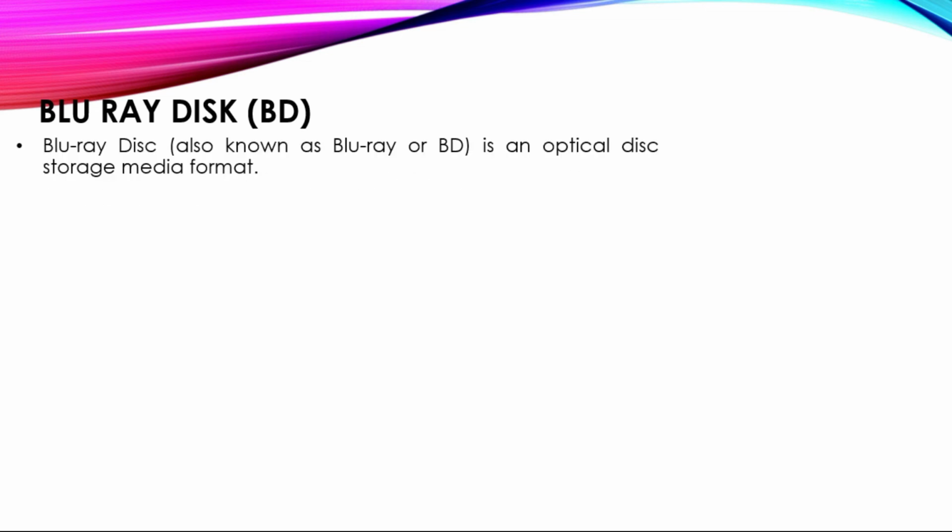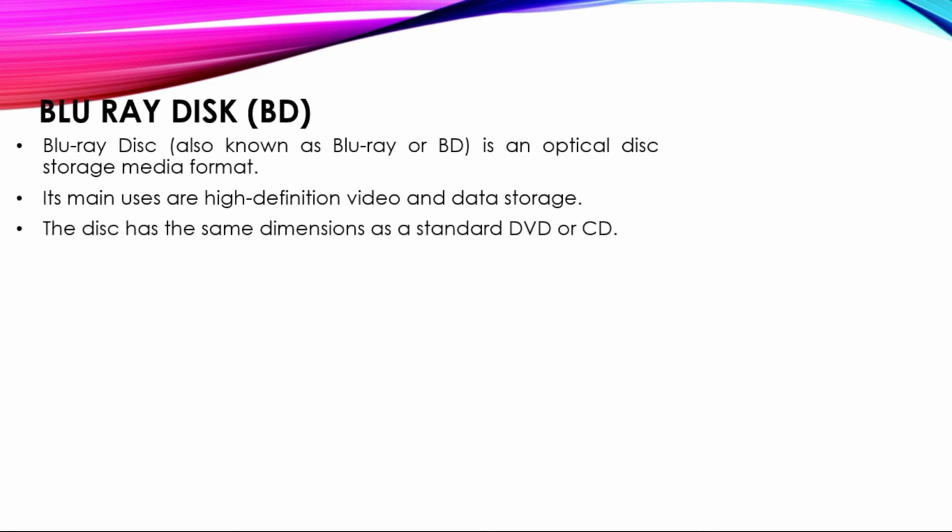Next is your Blu-ray disc. It is also called BD. It's an optical disc media. Its main use is high definition video data storage. What is HD? High definition. If you want to store any HD data, HD video size increases, so you can use a Blu-ray disc. The disc has the same dimension as standard CDs or DVDs. Dimension means its circumference is the same as that of a CD and DVD.